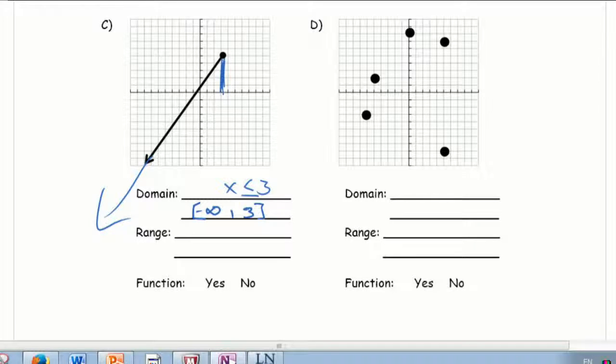My range, my y values are kind of going to be similar. My largest y value is here at 1, 2, 3, 4. So all my y values are going to be, is that 4 or 5? 1, 2, 3, 4, 5. Sorry, it's 5. So my x I've done. My y's are all going to be less than or equal to 5. And I can write that from negative infinity to 5. I could put some square brackets on it like that.